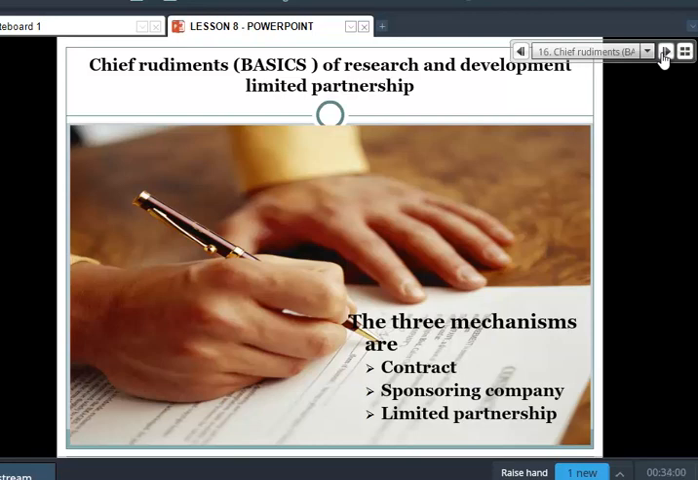Another mechanism for the limited partnership is the sponsoring company. A sponsoring company works as a guarantor that will guarantee your partnership with the other party. The limited partnership is to have a company but limited, within the framework of the rules and regulations set by the government. So you are bound to the rules and regulations set by the government that have been agreed in the company.